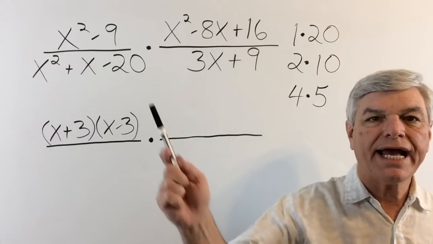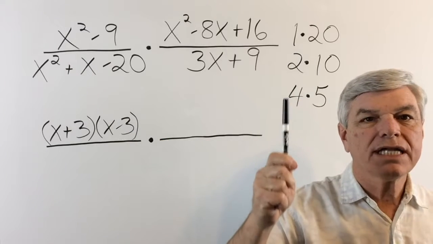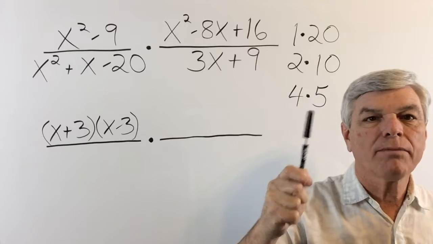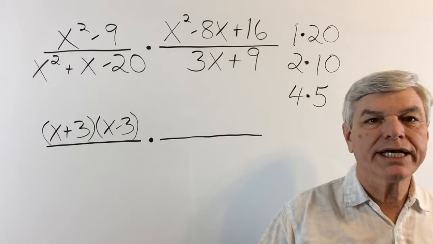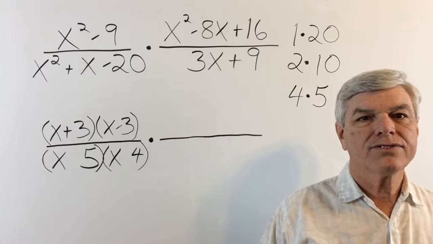Okay, and we're trying to add or subtract to get to 1. 1 and 20 is not going to do it. 2 and 10 is not going to do it. 4 minus 5 or 5 minus 4 will get us to 1. So let's put that in there. Okay, those are the numbers we need.